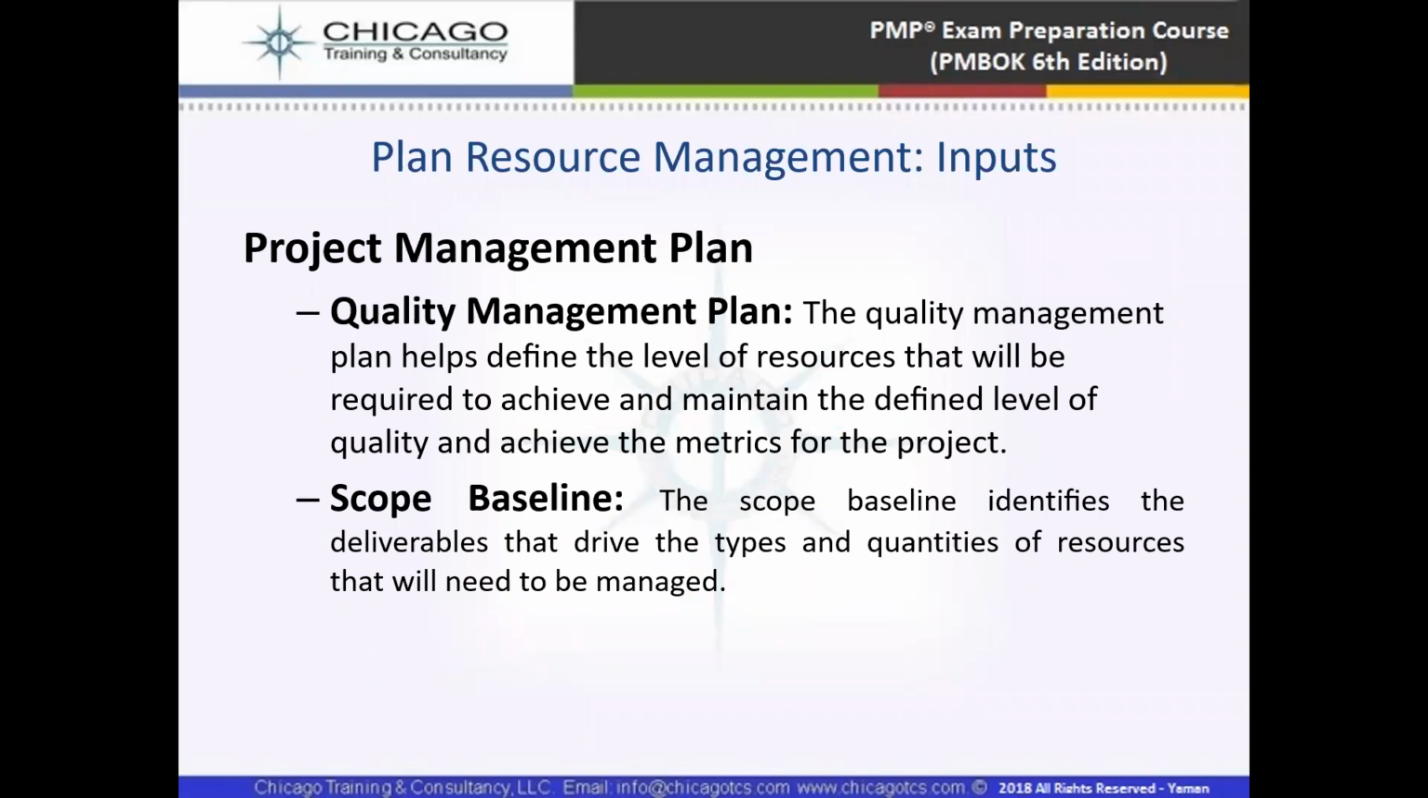The input for this is the project management plan, which includes the project quality management plan and the scope baseline. The quality management plan will define the level of resources that will be required to achieve and maintain the defined level of quality and achieve the metrics for the project. So basically, as we discussed in our project quality management knowledge area, the quality management plan defines the level of resources required to achieve and maintain the level of quality in the project.